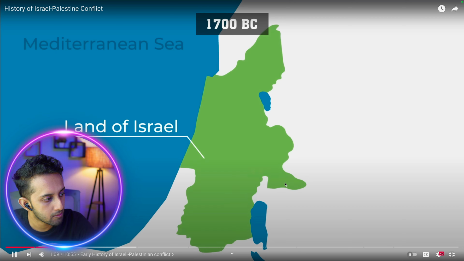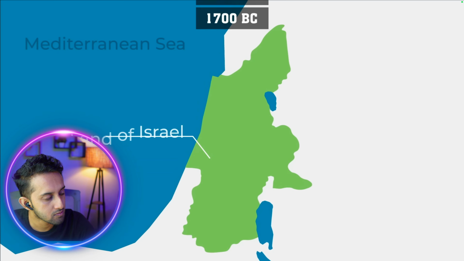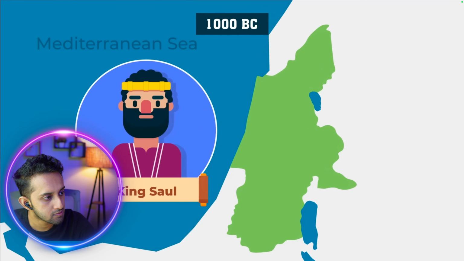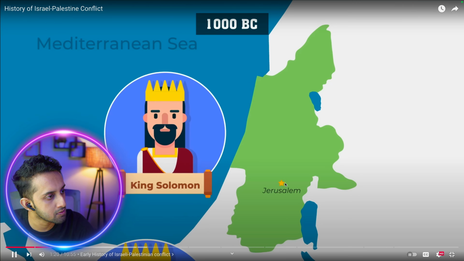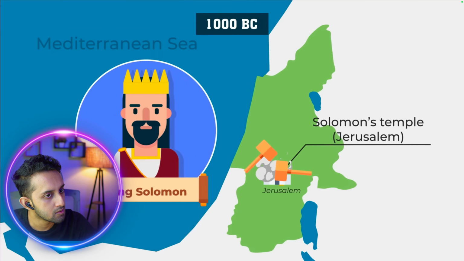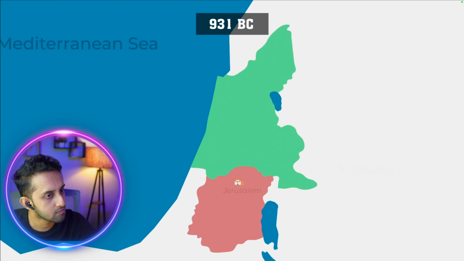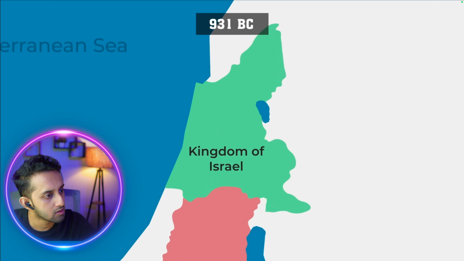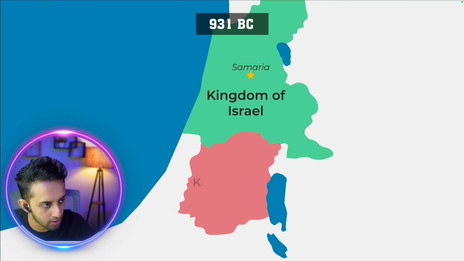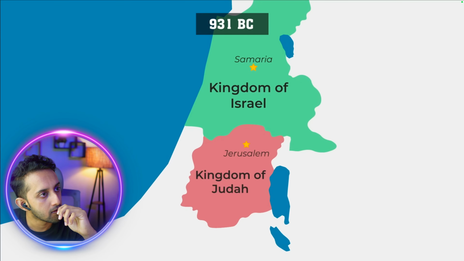Palestine region, or the Holy Land. In 1000 BC, King Saul established the Israelite monarchy, which was then ruled by King David, who made Jerusalem the capital. King Solomon built the first temple in Jerusalem. After the death of King Solomon, the united monarchy was split into the Kingdom of Israel in the north, with Samaria as the capital, and the Kingdom of Judah in the south, with Jerusalem as the capital.